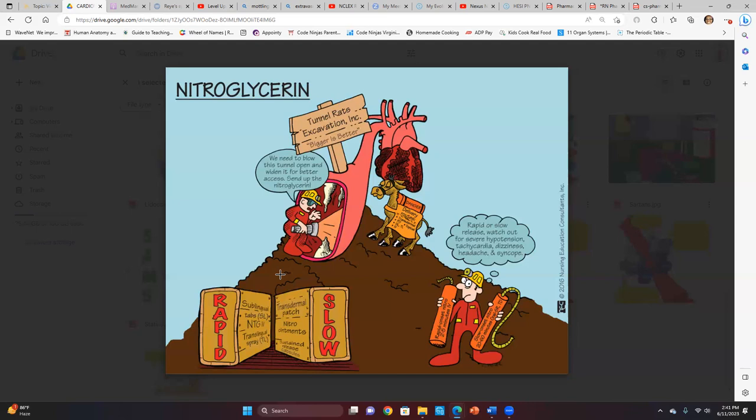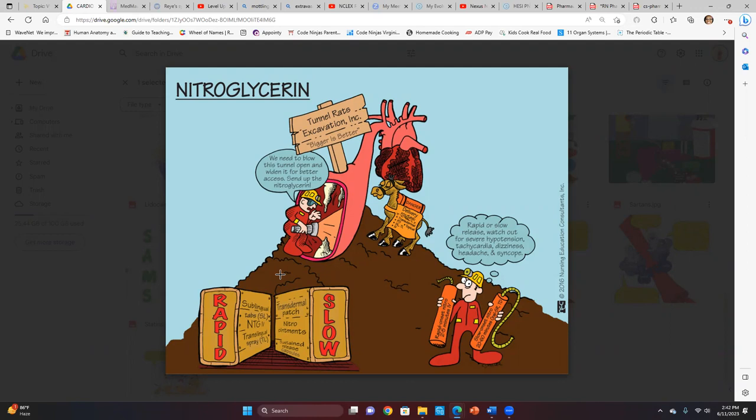Now, if your patient is taking nitroglycerin, do not take with sildenafil, okay? This is your little blue pill, okay? Because the patient can have severe hypotension. So sildenafil is not recommended. It is actually contraindicated to be taken with nitroglycerin, okay? The patient should not eat or drink anything when taking sublingual nitroglycerin.